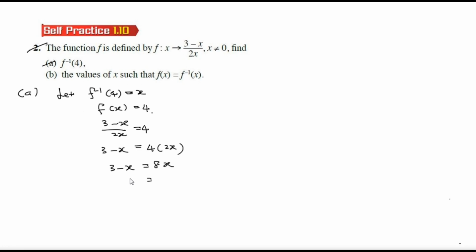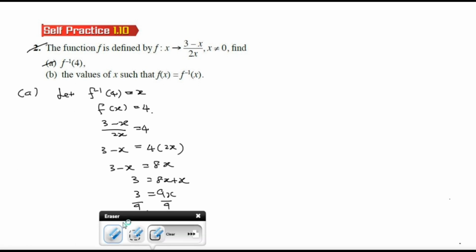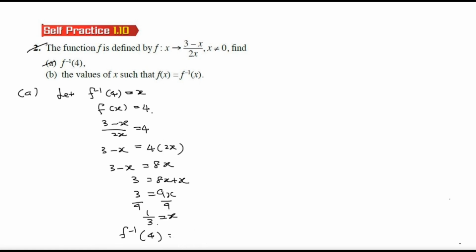Then we move all the x term to the other side. So we plus x both sides. So 8x plus x equals to 3. 9x equals to 3. Then divide both sides with 9. So we have x equals to 1 over 3. That's how we find the value of f inverse. You can proceed to write the final answer. F inverse 4 is equals to, not x, is equals to 1/3.